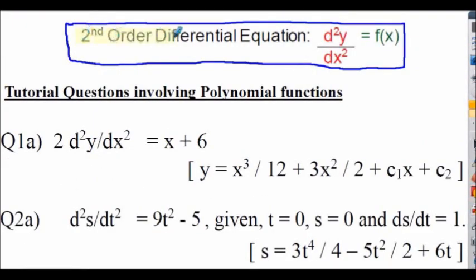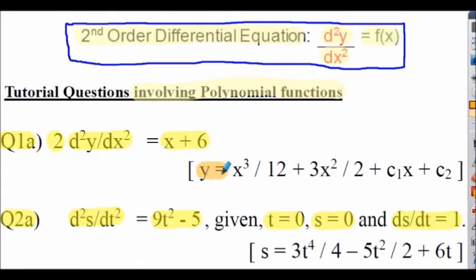Let's now consider some second order differential equations of the form d2y by dx squared equals a function of x, which involve polynomial functions. So question 1a is 2 multiplied by d2y by dx squared is equal to x plus 6. And question 2a, d2s by dt squared is equal to 9t squared minus 5. We're given some parameters here of t is equal to 0, s is equal to 0, and ds by dt is equal to 1. Note for reference, the answers are given in these square brackets.